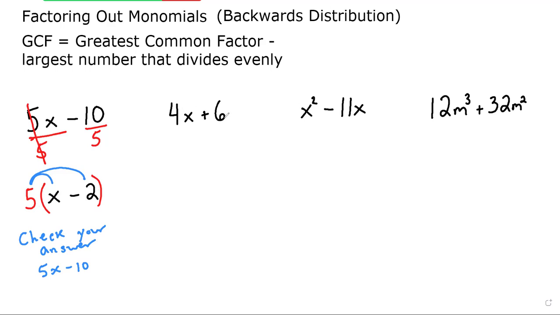Okay, so 4 and 6. This one, the greatest common factor is not going to delete out. The one that's common between 4 and 6 is the number 2. So we can divide both by 2. 4 divided by 2 is going to be 2. Don't forget there's an x there, so now we got 2x. And then 6 divided by 2 is 3.